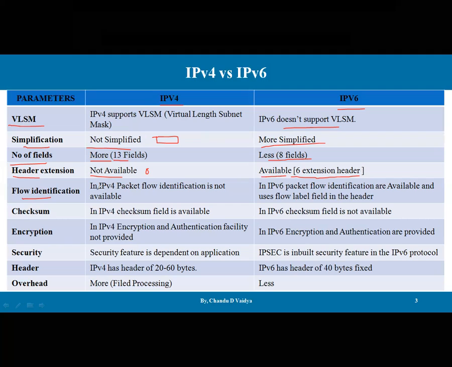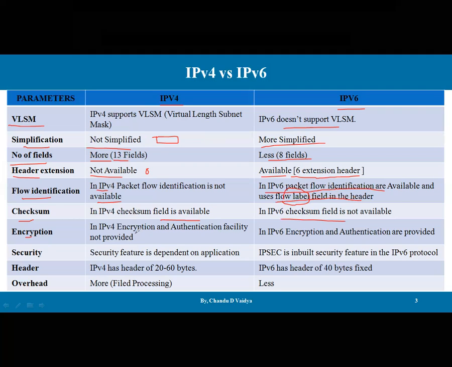Flow identification. In IP version 4, packet flow identification is not available, whereas in IP version 6 flow identification is available and uses the flow label field in the header. So in the header format, the flow label field is available for this identification purpose. Then checksum. In IP version 4, the checksum field is available, but in IP version 6, the checksum field is not available.